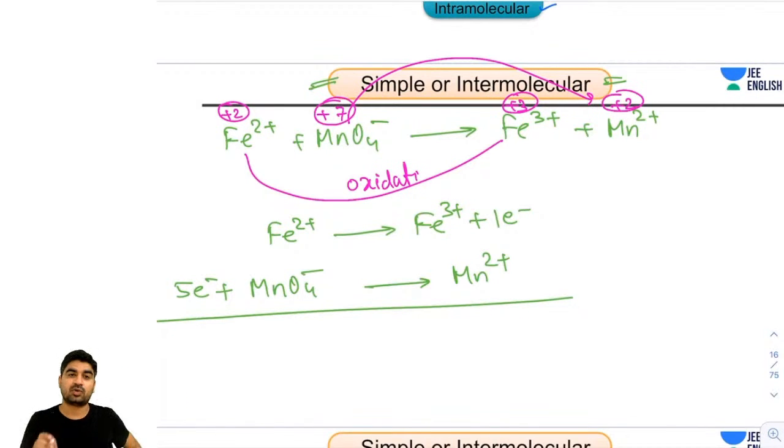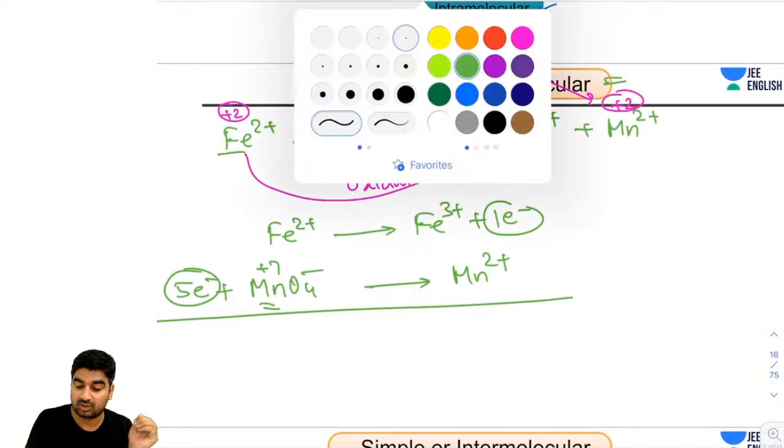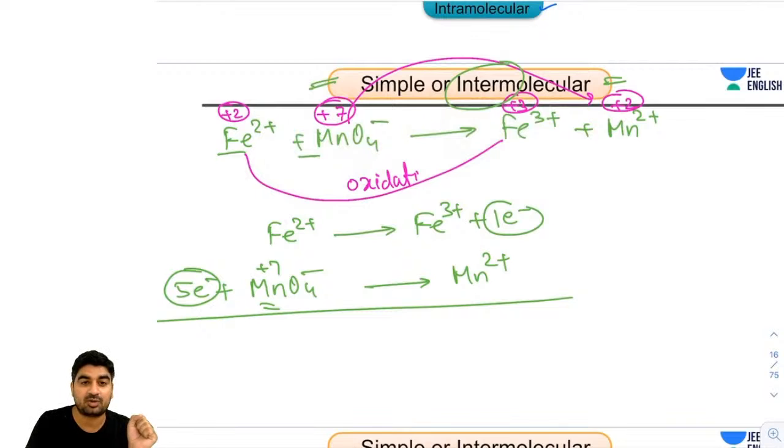So guys, what is going on exactly? Here Fe is losing electron and the electrons lost by Fe are gained by Mn, and Mn is gaining electron, right? So transfer of electron is taking place between two molecules. That's why it is also called intermolecular. Why is it also called intermolecular?